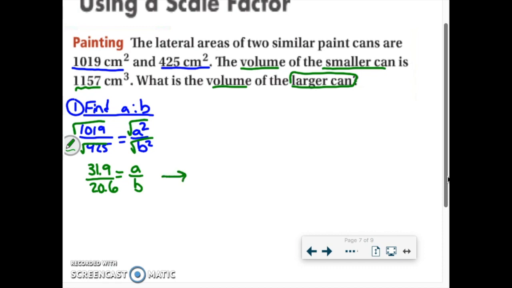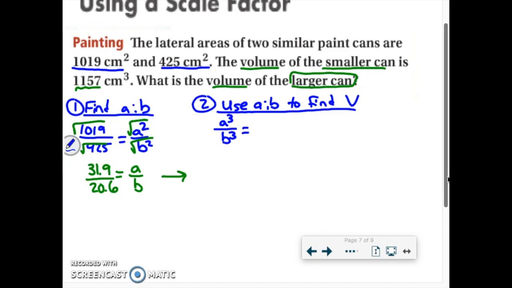We need to take that and use it. So step 2 will be use A to B to find volume. But to find the volume, remember that that's A cubed to B cubed. So we need A cubed to B cubed, or we need what we just said, 31.9 to the third power over 20.6 to the third power, because like I said, volume, that's A cubed to B cubed. That's what we're looking for.